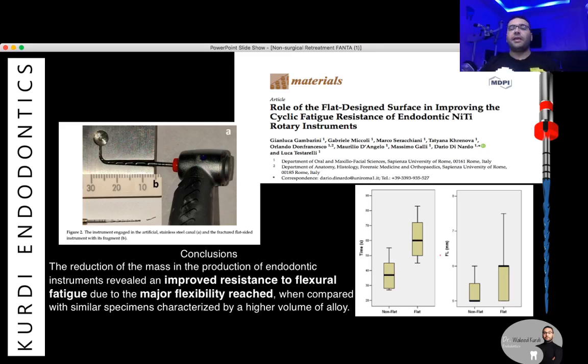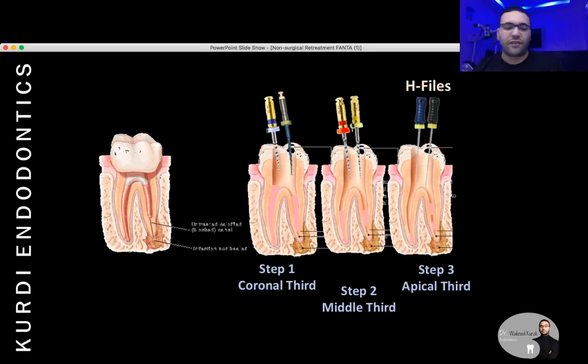So for me, in straight canals, I will just use the Fanta retreatment kit, and in curved canals, I will just use Fanta AFF1 Blue. Now, the protocol. The coronal third, I remove it with the first file, the 3009 from the Fanta Retreatment Kit, or even with an orifice opener from Fanta AFF1 Blue.